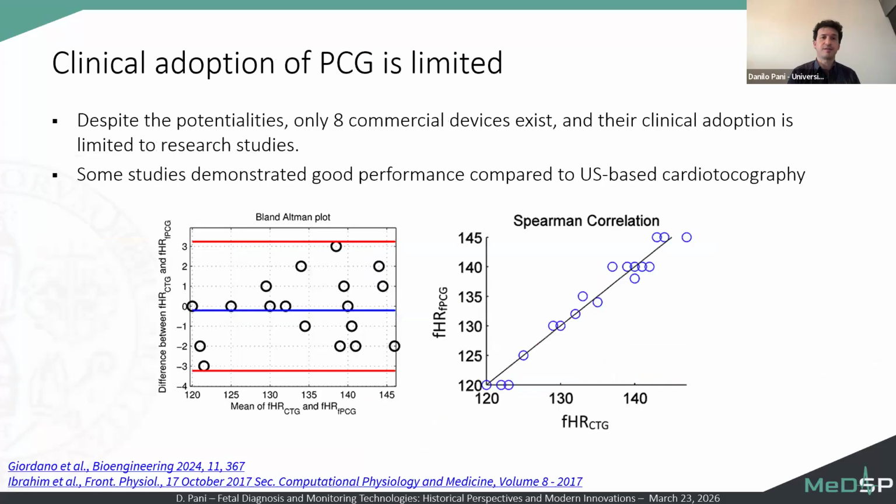effective clinical devices. The clinical adoption of phonocardiography is limited. Only 8 commercial devices, to the best of my knowledge, exist, and their clinical adoption is limited. Some studies demonstrated that, however, this technology performs quite well compared to ultrasound-based cardiotocography, but this is not sufficient to have a widespread adoption of this technology in the clinical practice.